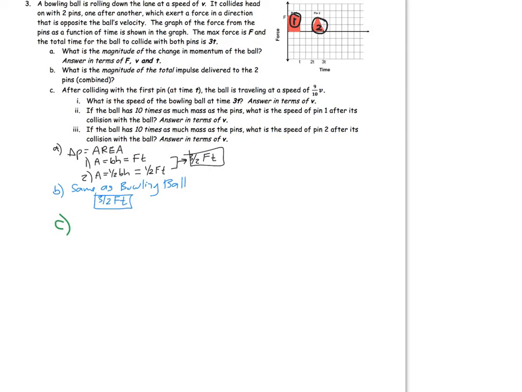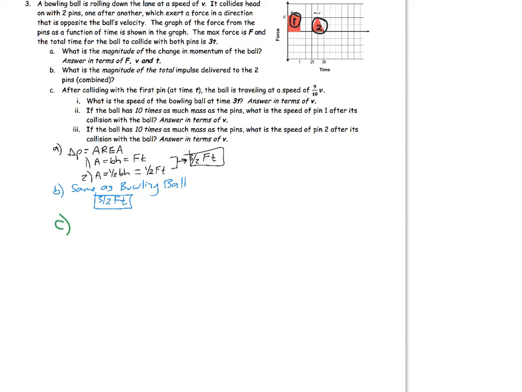For part C here, we're told that after colliding with the first pin, it's traveling at 9/10 v, which is 9/10 of its initial speed. And so that's at this point right here after colliding with the first pin, and we want to know how fast it's traveling at point 3t after it's also collided with the second bowling pin. So we're going to go ahead and we could reason our way through this.